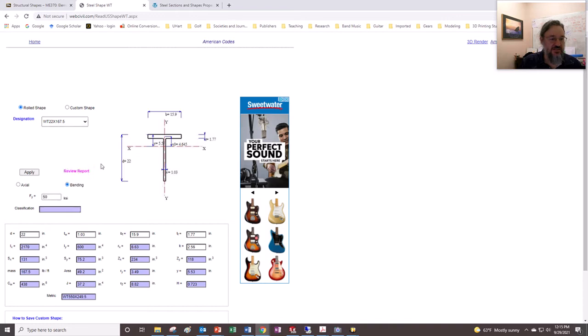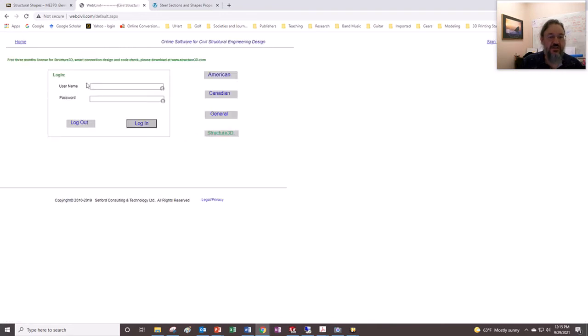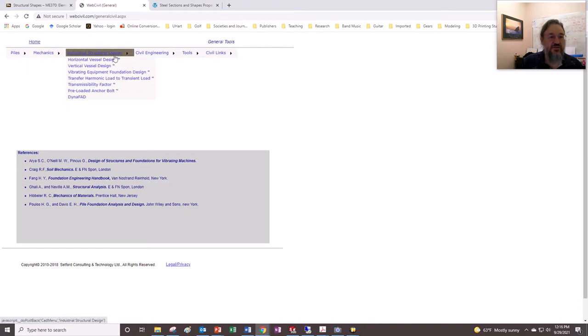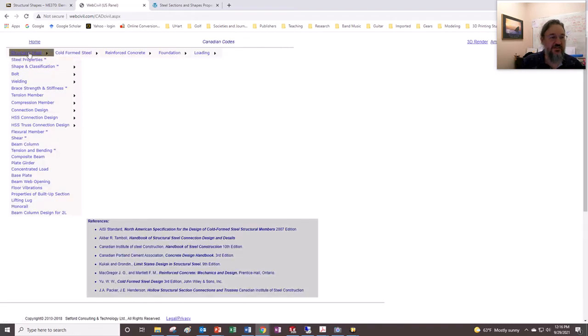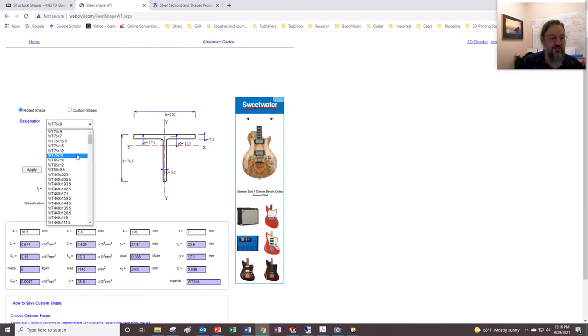Why isn't it? I think these are inches. Oh, these are American. I want to go to general, maybe, structural shapes. Let's go Canadian. Maybe these are Canadian. I'm learning as we go through here. I will keep looking for a good shape. So there's one, there you go, metric. It's Canadian. This must be a Canadian website, I guess.